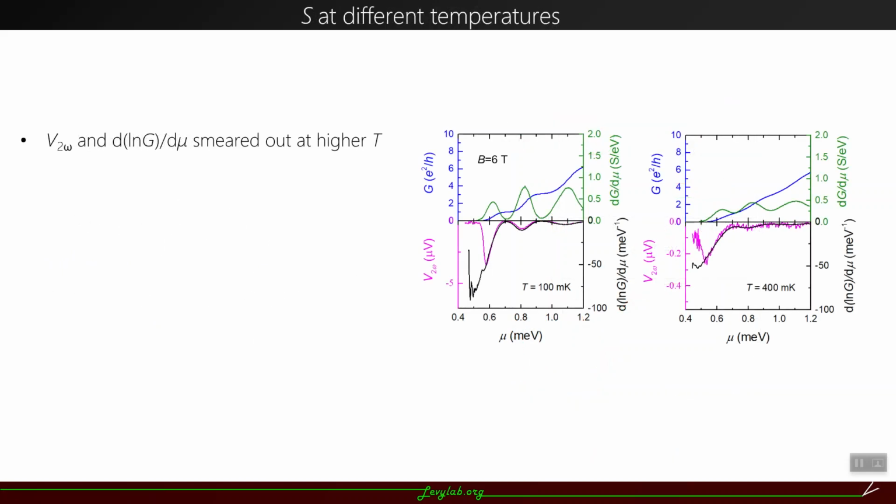So the thermal power experiment is also studied at different temperatures. On the right, thermal power is measured at 100 milli-Kelvin and 400 milli-Kelvin at 6 Tesla. We can see that as temperature increases, the quantized conductance and transconductance are smeared out due to thermal broadening. As a result, this thermal voltage is also smeared out and becomes weaker, but still compares very well with the derivative of conductance.